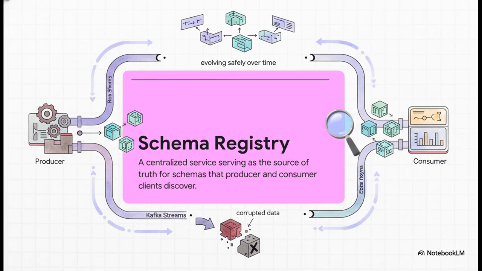Enter the schema registry. Think of it as this central source of truth, a rulebook that defines the exact structure of your data. Without it, you're flying blind. Your producers could start sending data in a new format and boom, your consumers break because they have no idea how to read it. The registry makes sure everyone's on the same page and lets you evolve your data structure over time without blowing everything up.